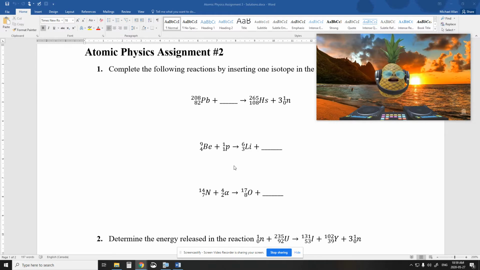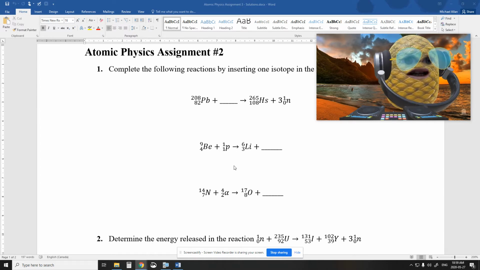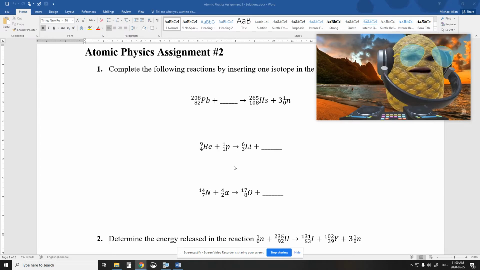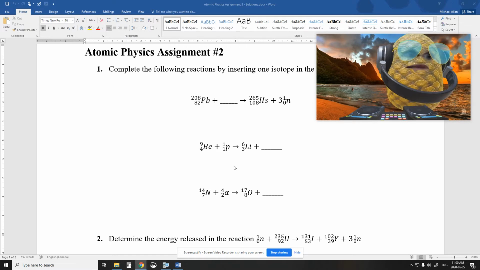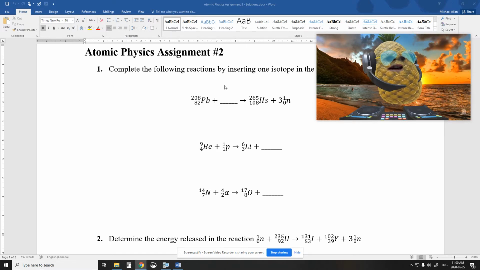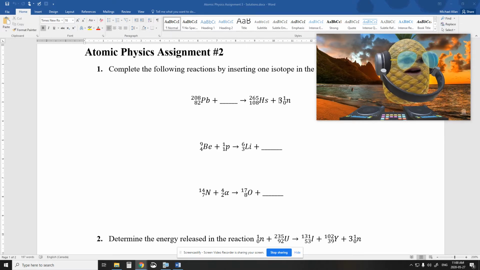Make sure you're balancing the top numbers, those are your nucleons, and balancing the bottom numbers, which are your protons/charge. Okay, so let's look at what we have here. Remember, the 3 in the front just represents that we have 3 of these.